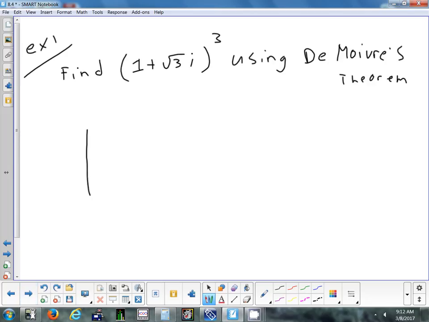So the first thing I have to do is write this in trig form. That's going to be the longest part of the whole problem, just getting this in trig form. So what do I have to know first? What quadrant? That'll help me to find theta. So right 1, up square root of 3. I'm in quadrant 1. What's my formula for theta in quadrant 1? Inverse tangent of y over x. In this case, it's just over 1.